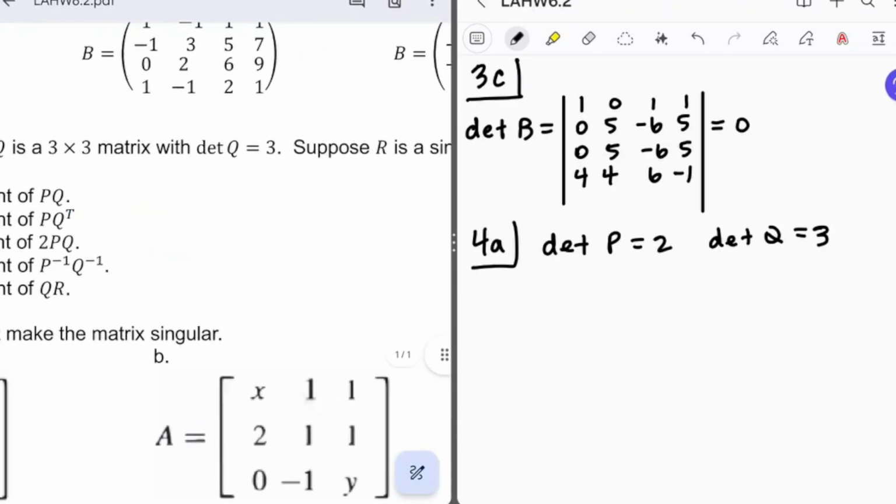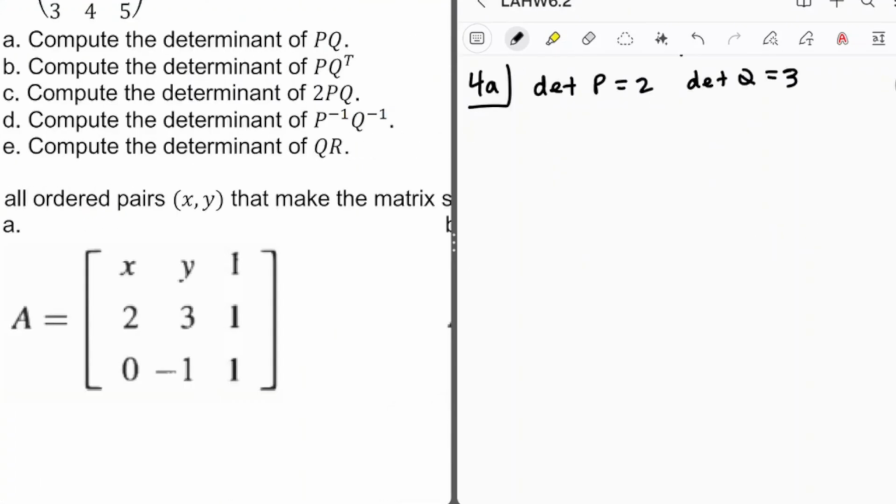Suppose... All right, looks like we're going to be using our determinant properties. So the determinant of PQ is going to be the determinant of P multiplied by the determinant of Q, and that's going to be 6.